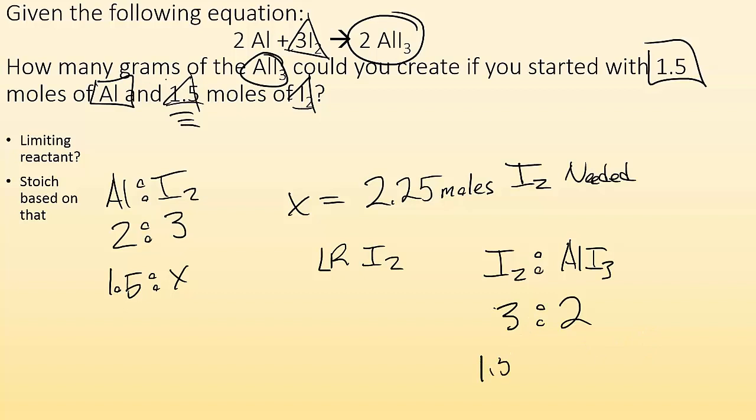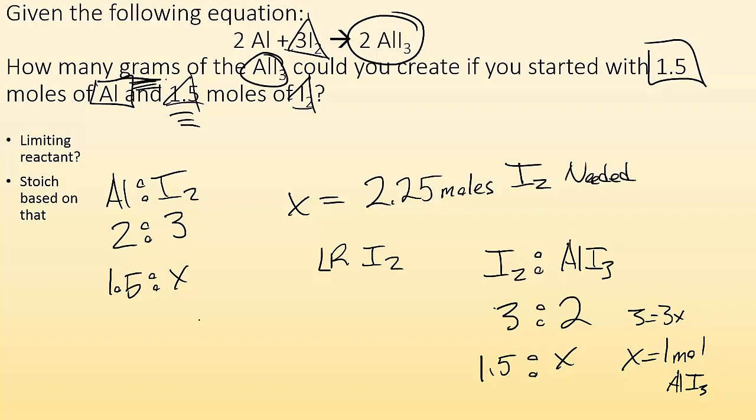Well, I have 1.5 moles of I2, and how much AlI3 could I make? Well, let's see. I cross multiply and divide. I get 3 equals 3x. So x has to equal 1 mole of AlI3.